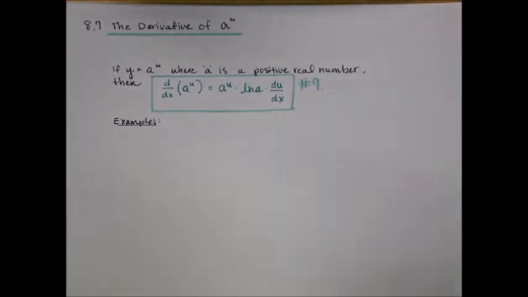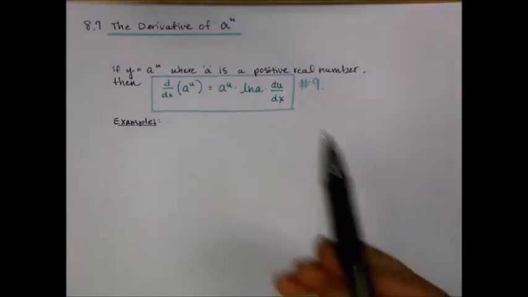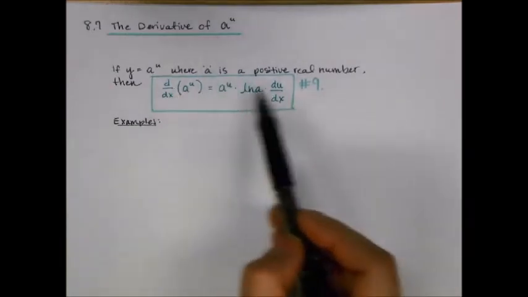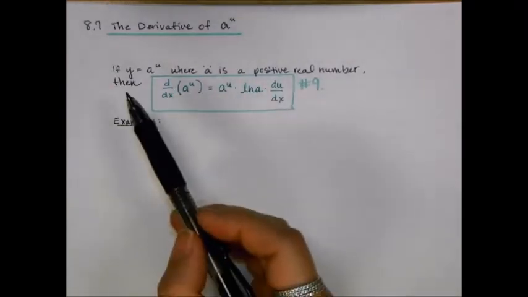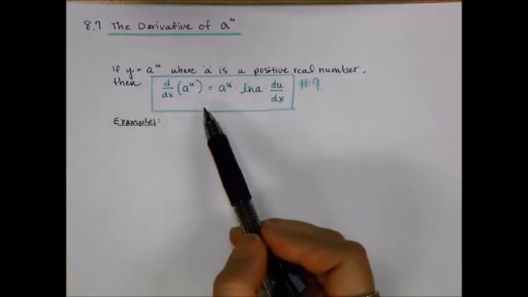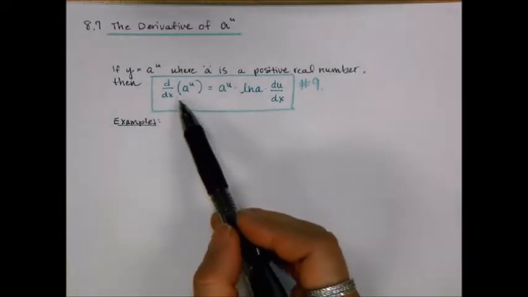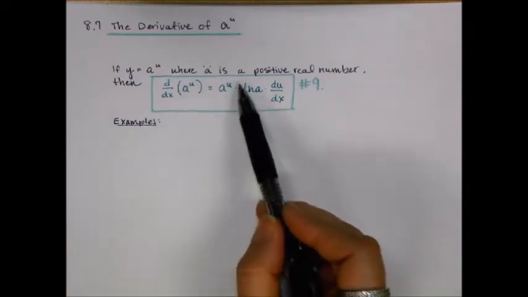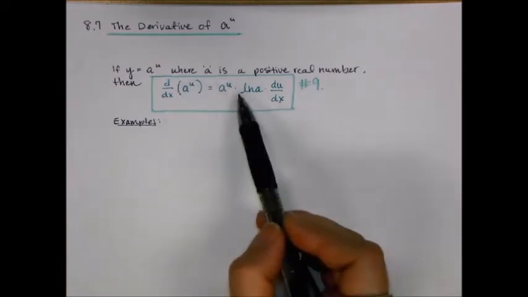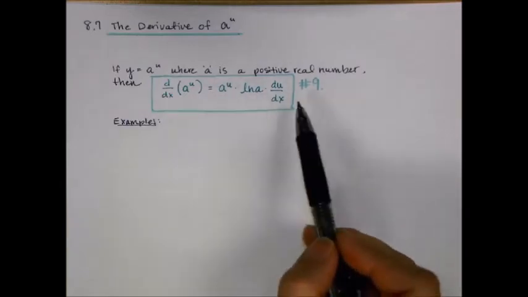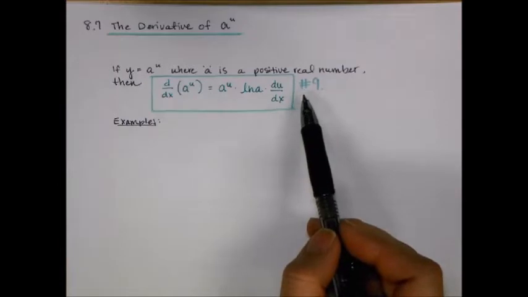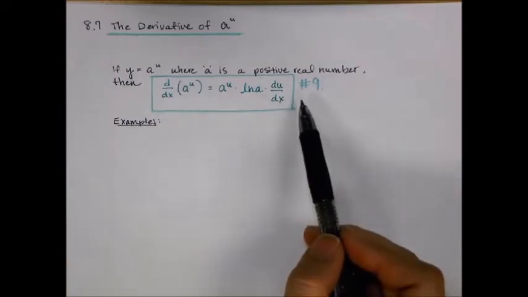So we already learned the derivative of e to the power u. This is more general, where a is any positive real number, and its derivative is given by this formula. So d dx of a to the u is just like with e to the u. We get a to the u itself times the natural log of a, then your chain rule du dx. So this is formula number 9 out of the 10 that we're doing in this unit.